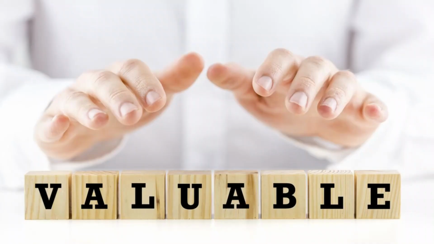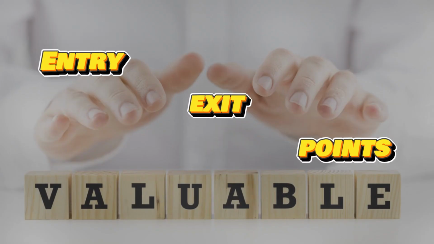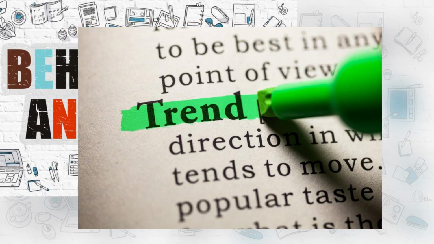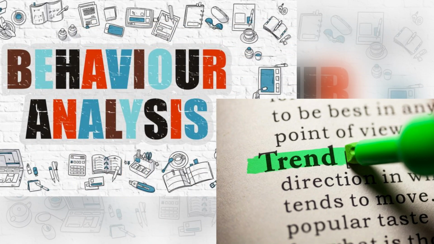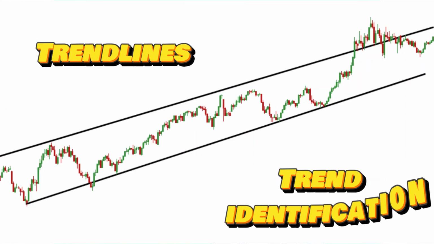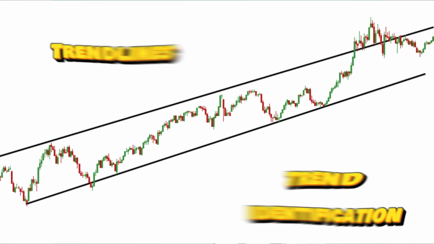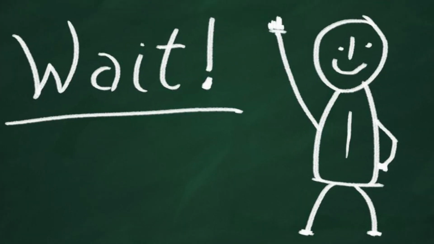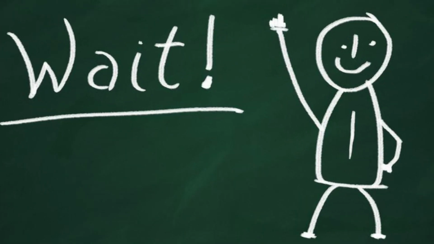These levels provide valuable entry and exit points for trades, allowing traders to capitalize on market opportunities. Analyzing trend behavior enables traders to adapt their strategies accordingly, whether it involves trend following or counter-trend trading approaches. By mastering trend lines and trend identification techniques, traders can gain a comprehensive understanding of market behavior and anticipate potential trend reversals or continuations.